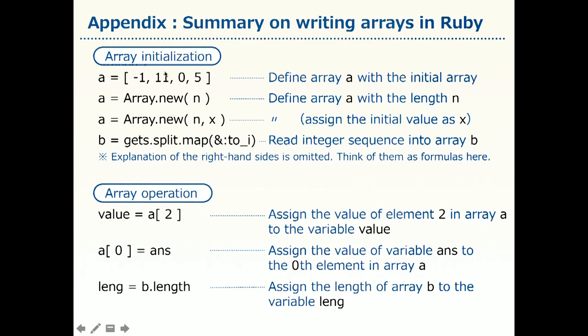Earlier, I explained the first command, this one, for creating an array with desired initial values. This is one way to create an array. But if you don't know the initial values and you just want to create an array of length n, use the second command, this one, array.new and n. It is simply an array having n boxes.